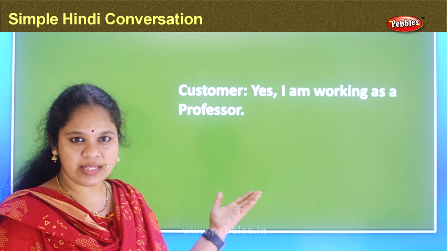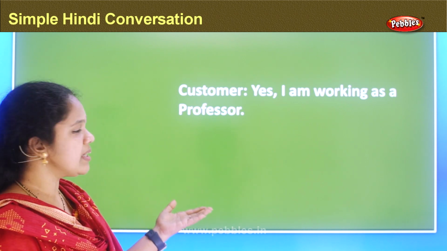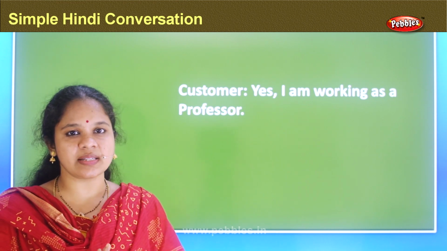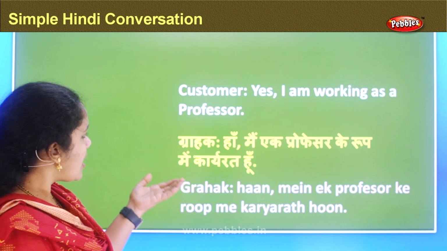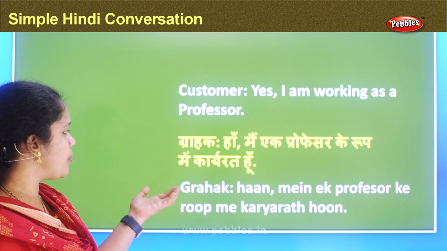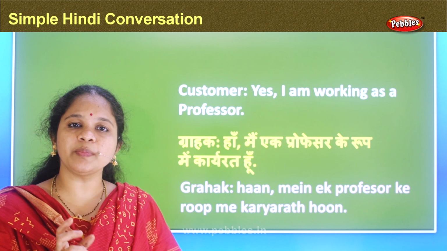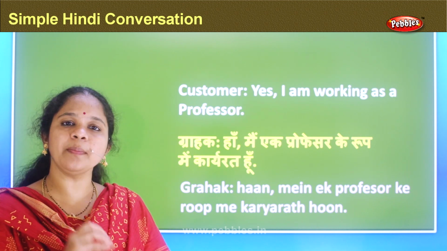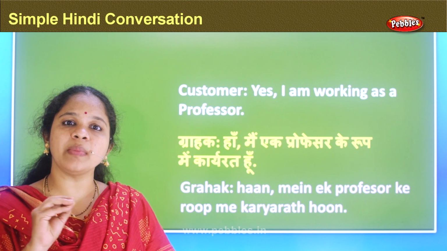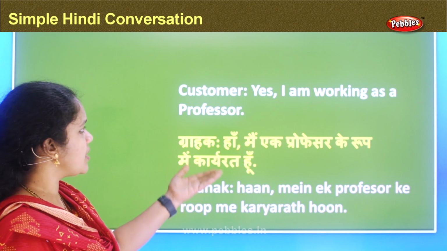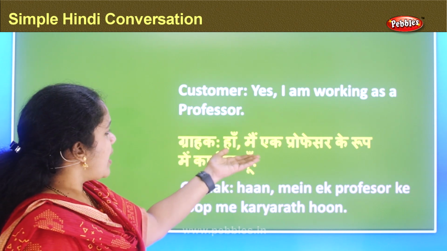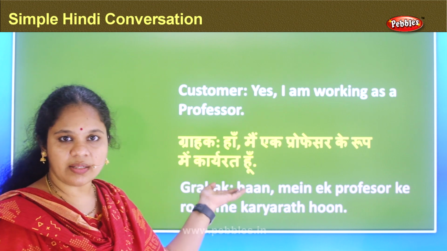So the customer says, yes, I am working as a professor. What is the profession of the customer? He is working as a professor. How is this sentence said in Hindi? Let us see here. Haan, main ek professor ke roop mein karyarat hoon. Karyarat means employed. We say, I am working as, or I am an employee of XYZ company. So here the person is saying, main ek professor ke roop mein karyarat hoon.